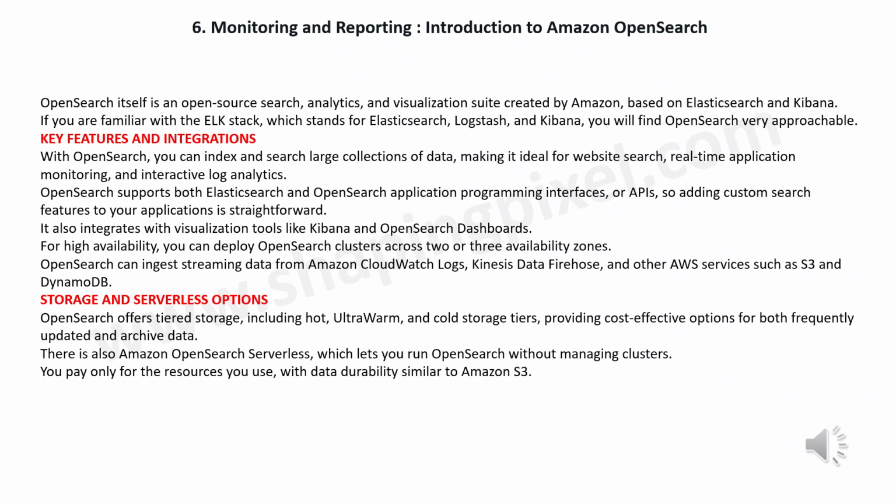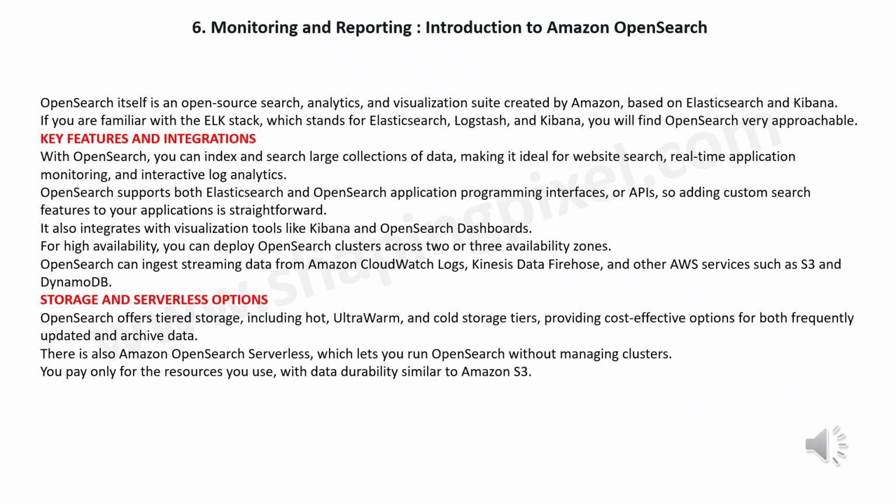OpenSearch supports both Elasticsearch and OpenSearch application programming interfaces, or APIs, so adding custom search features to your applications is straightforward. It also integrates with visualization tools like Kibana and OpenSearch dashboards. For high availability, you can deploy OpenSearch clusters across 2 or 3 availability zones. OpenSearch can ingest streaming data from Amazon CloudWatch logs, Kinesis Data Firehose, and other AWS services such as S3 and DynamoDB.